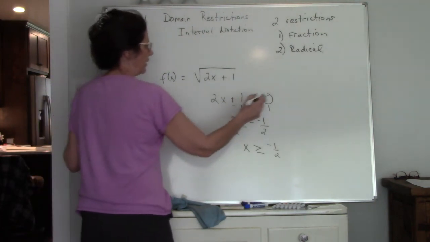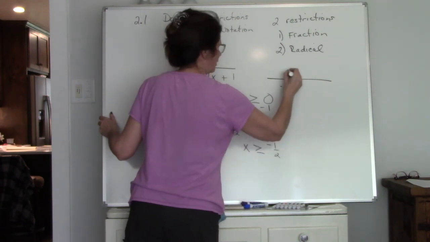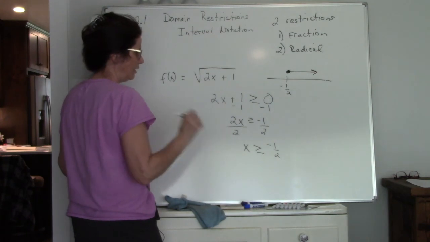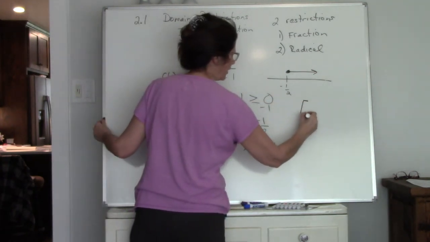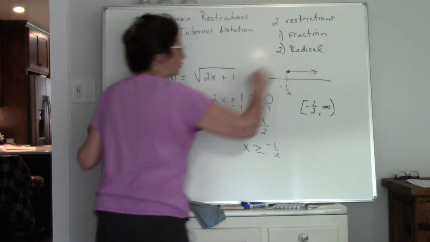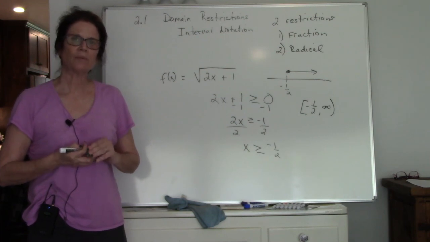On a number line, it's going to look like this: all values that are equal to or greater than negative 1/2. In interval notation, it's going to look like this. I'm including the negative 1/2, and it goes to all values greater than negative 1/2. So that's your domain restrictions.